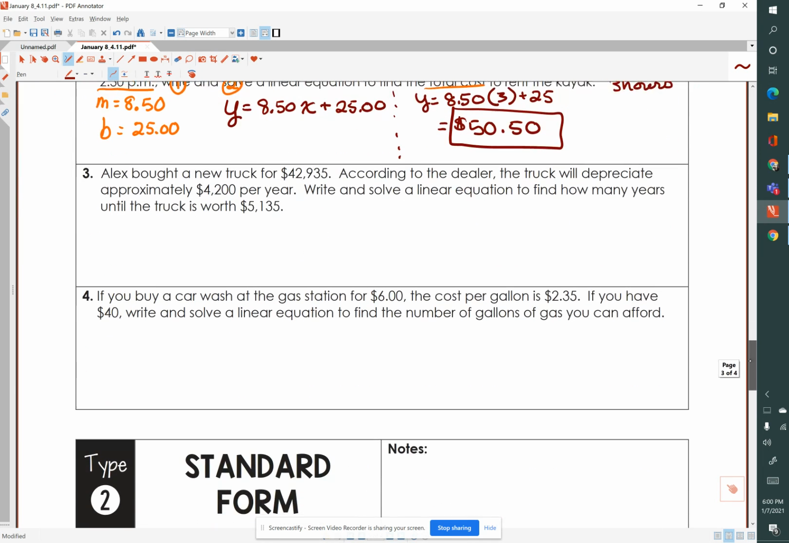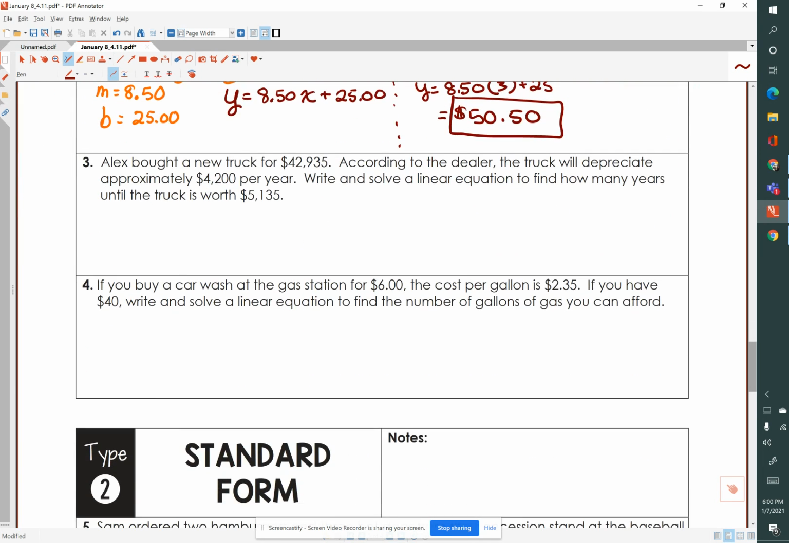We'll do another one. This is the story of Alex. Alex bought a new truck for $42,935. According to the dealer, the truck will depreciate approximately $4,200 per year. Write and solve a linear equation to find how many years until the car is worth $5,135.